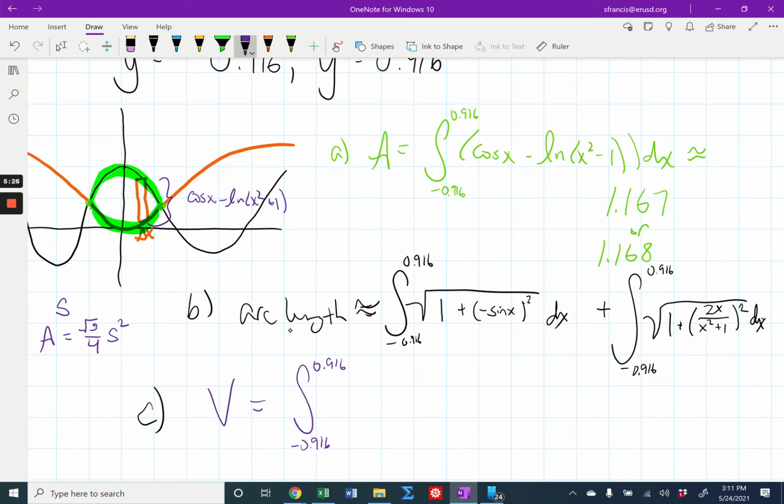And the root 3 over 4 can go out here, or it can go on the inside. It does not matter. It's the same thing. We got to square that side length. So cosine of x minus natural log of the quantity x squared plus 1, all with respect to x.